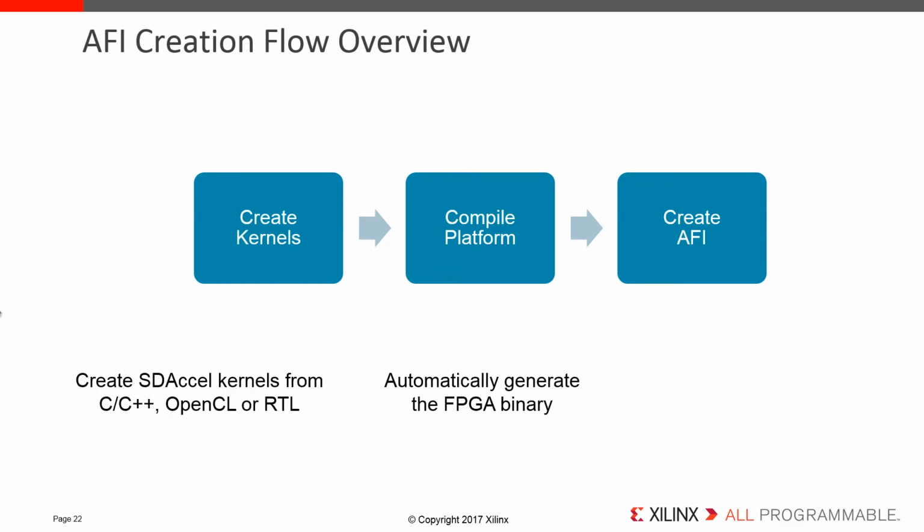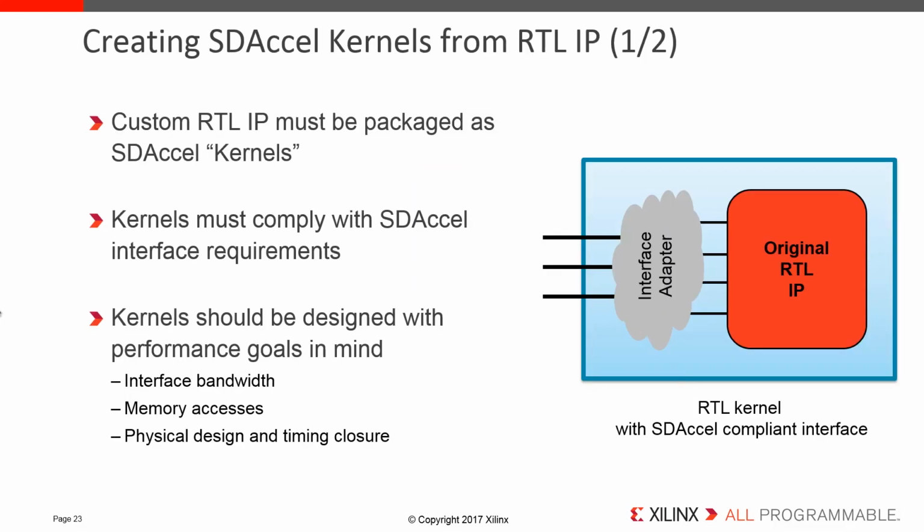Next, you'll be compiling the platform. Here, the SDAccel compiler is used to link together the previously created kernels with other required hardware components and generate the FPGA binary. In the third and final step, a special AWS service is used to create, encrypt, and register the AFI. We'll now look at these three steps in closer detail.